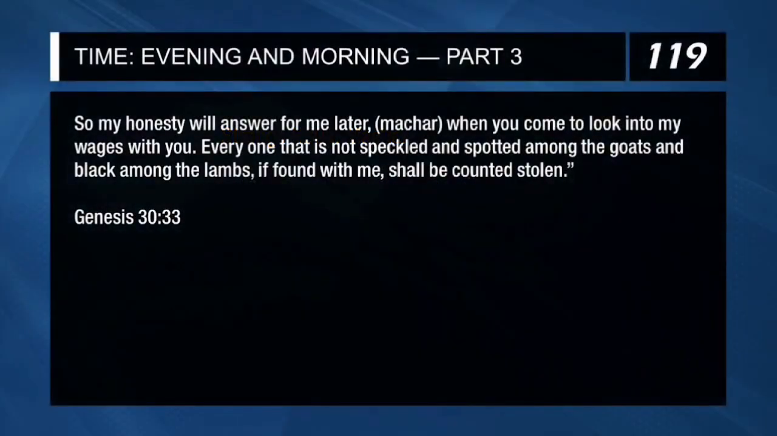For example, Genesis 30, verse 33. So my honesty will answer for me later, when you come to look into my wages with you. Everyone that is not speckled and spotted among the goats, and black among the lambs, if found with me, shall be counted stolen. Here we can see that the word did not literally mean tomorrow.